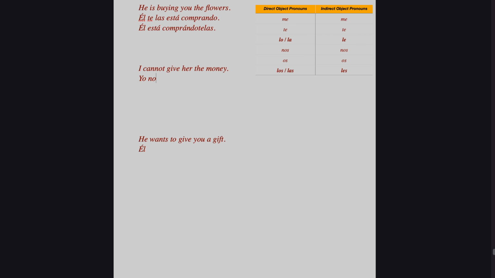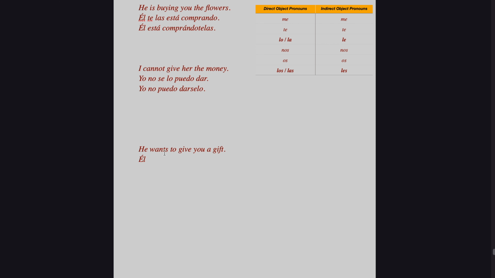I cannot give her the money. Yo no se lo puedo dar. Why I have put se here? Again, the indirect object is her, which is a third person singular, which should come as le, and el dinero is the money, a masculine noun, so it should be lo. Le lo becomes se lo, and puedo dar. The same way again we got an infinitive at the end, so yo no puedo dárselo. I can place them at the end.